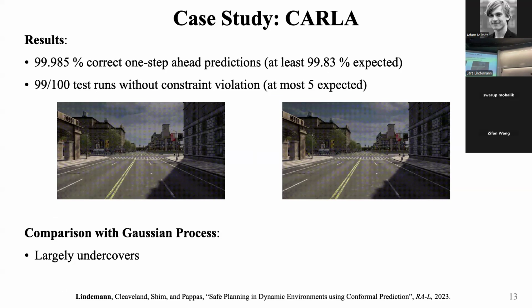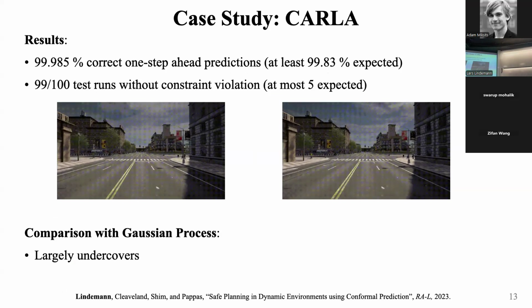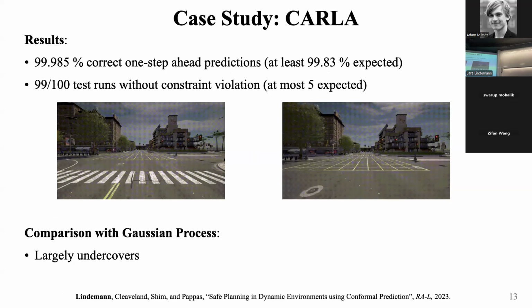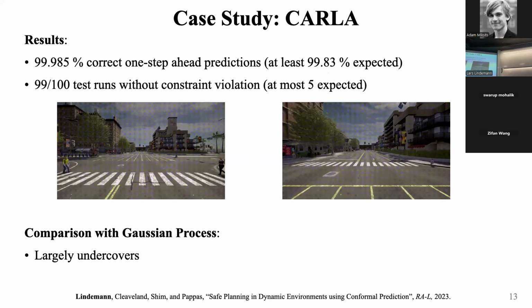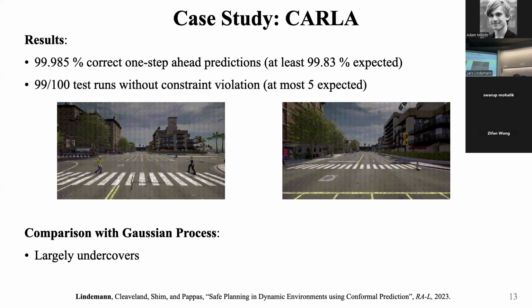So here we have it in Carla, and we validated empirically our guarantees. Theoretically, we were guaranteed 99.83% coverage for one step ahead predictions, and we were slightly above that. And we were also guaranteed that we had at most 5 safety violations, and we experienced 1 in practice.